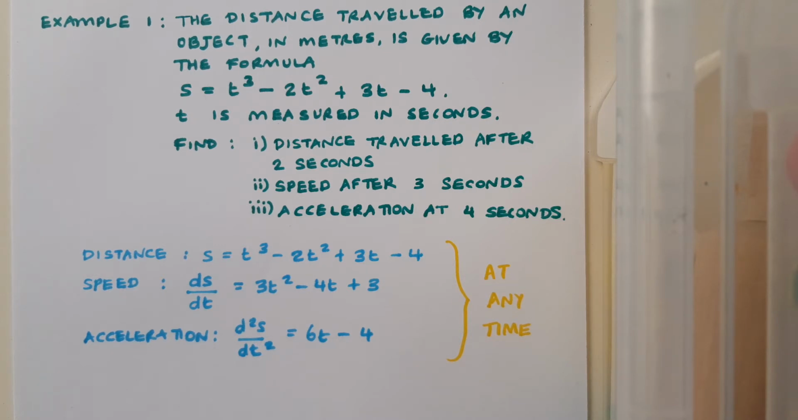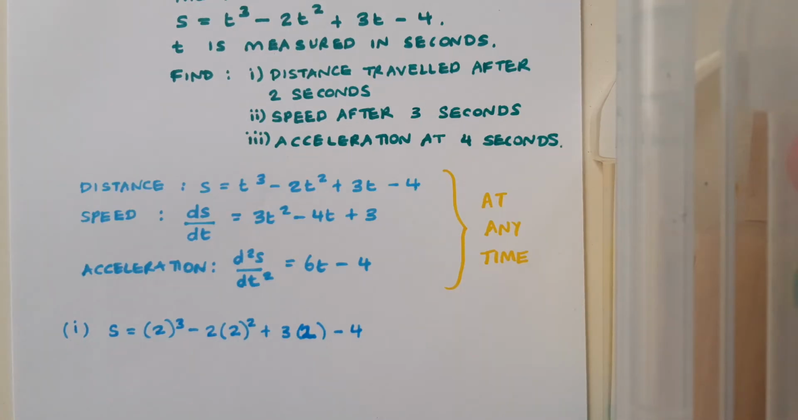So part 1 says, find the distance travelled after 2 seconds. So if they're talking about distance, well then clearly it's the distance formula that I want to use. And if they're saying 2 seconds, that means that my time is 2. So I want to let t equals 2, and I'm going to fit it into this distance formula here. As always, don't forget to show your work, and then make sure that there are brackets around what you're subbing in, and then just type it carefully into your calculator. And in this case, I get an answer of 2.